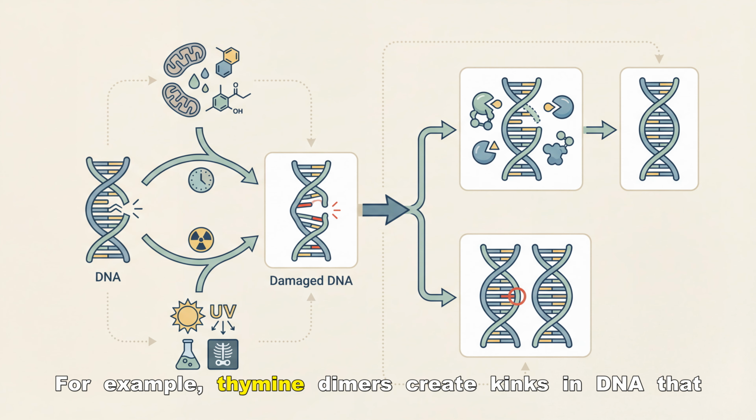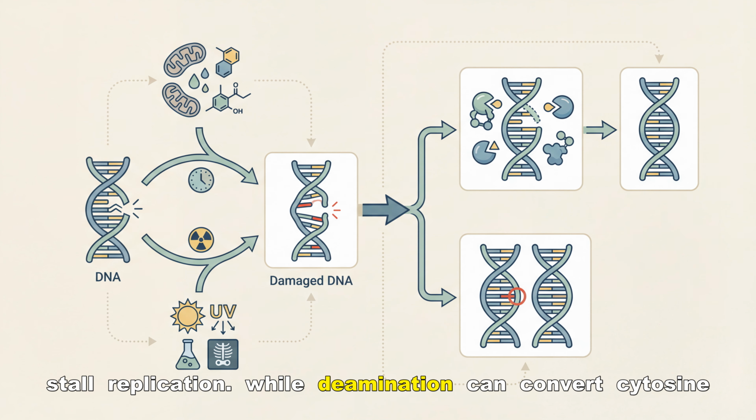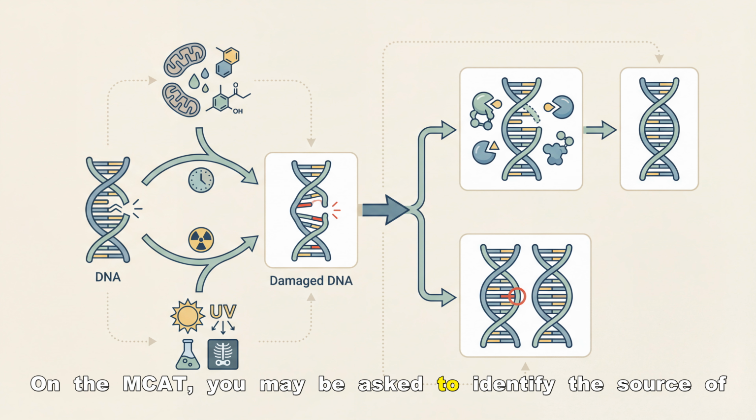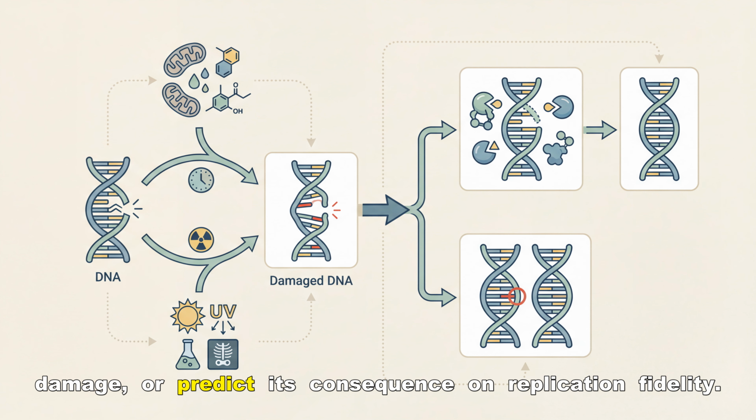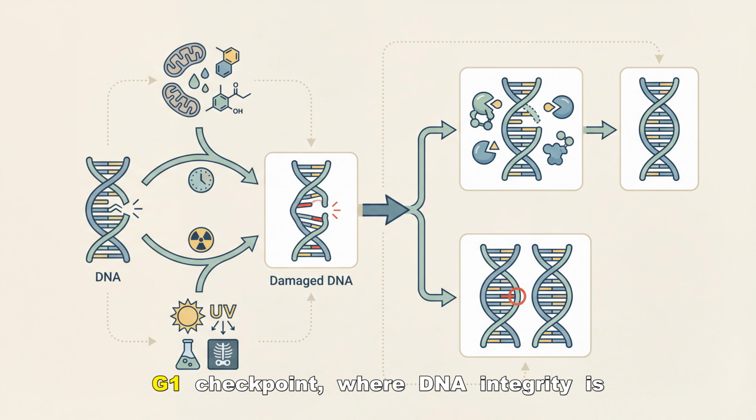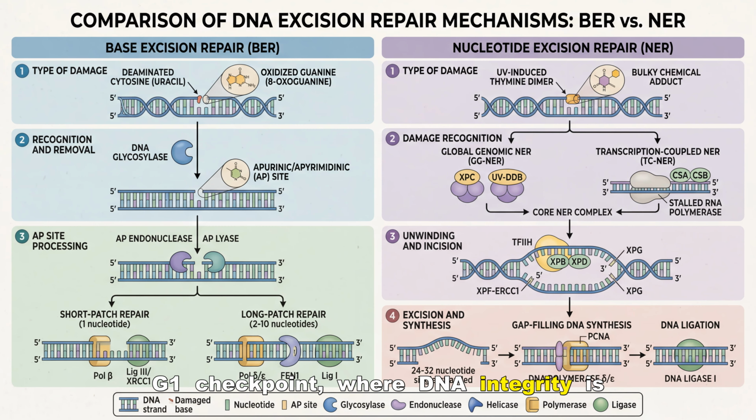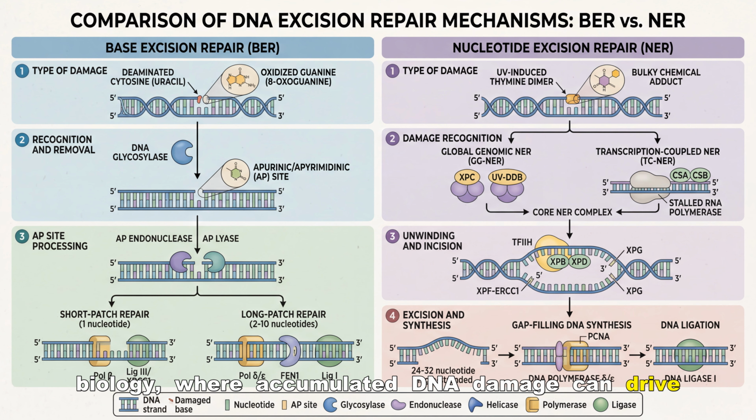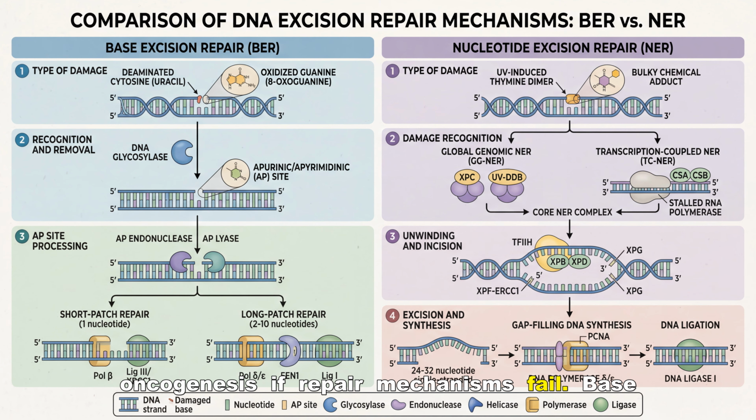For example, thymine dimers create kinks in DNA that stall replication, while deamination can convert cytosine to uracil, leading to incorrect base pairing. On the MCAT, you may be asked to identify the source of damage or predict its consequence on replication fidelity. This topic connects to cell cycle checkpoints, especially the G1/S checkpoint, where DNA integrity is assessed before replication proceeds, and to cancer biology, where accumulated DNA damage can drive oncogenesis if repair mechanisms fail.